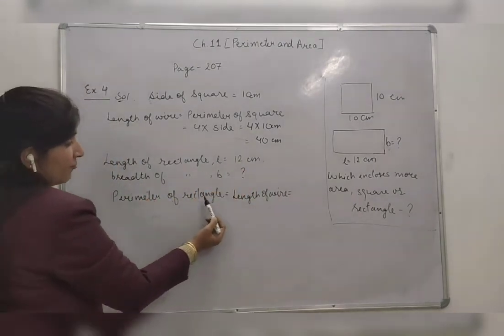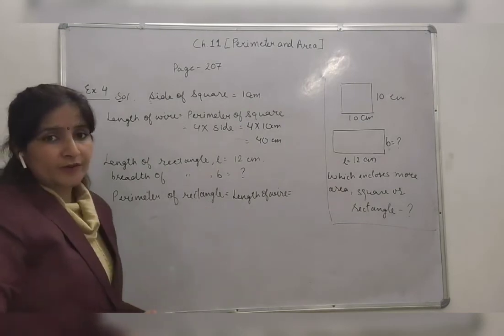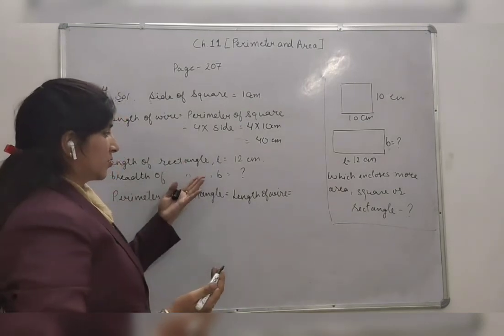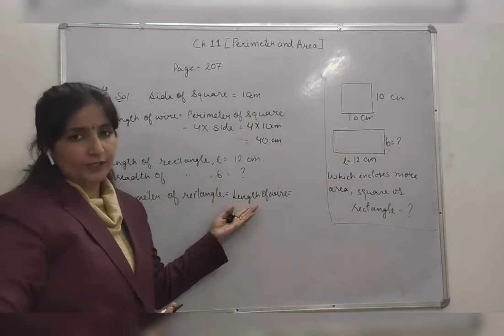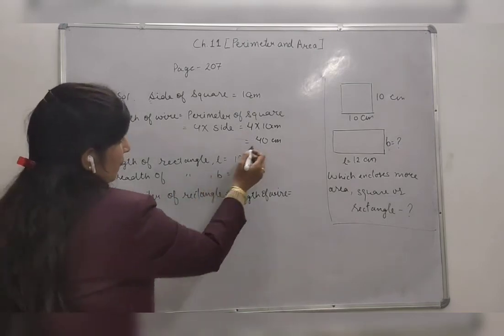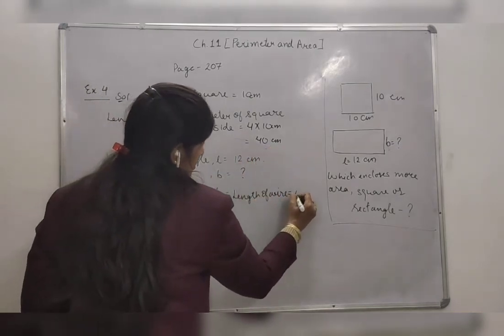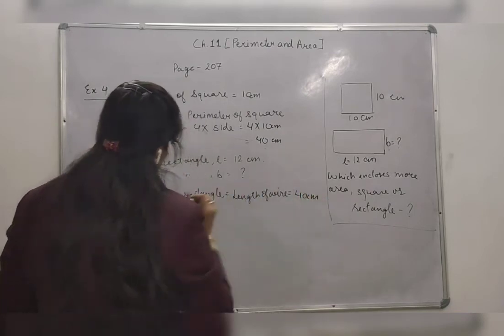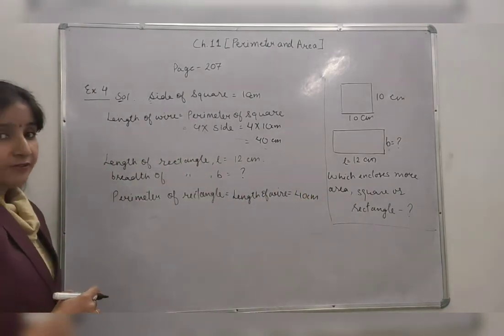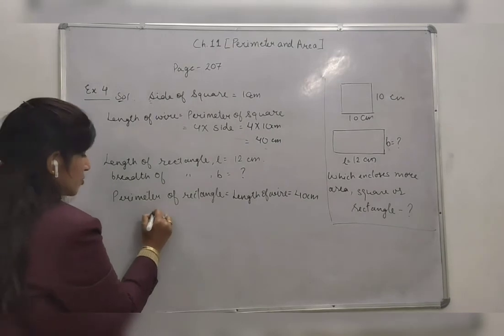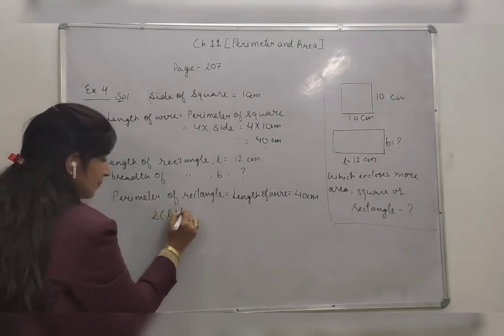Now perimeter of rectangle. What is the perimeter of rectangle? It will be equal to the perimeter of the square, means it is equal to the length of the wire. So what we found out, the length, that is 40. So here 40 centimeter will come. Now, what is the formula for perimeter of rectangle? That is twice into length plus breadth.